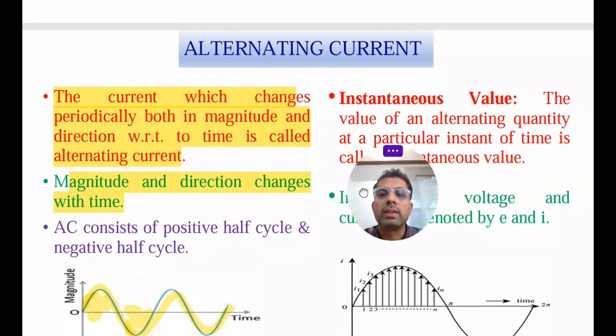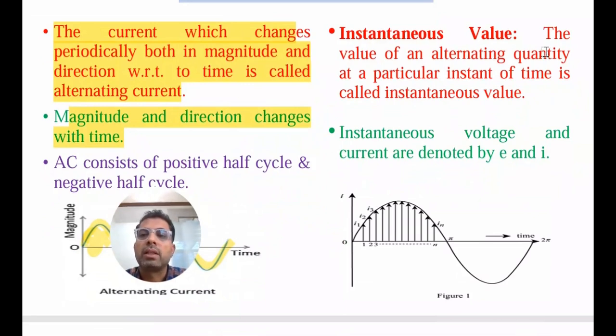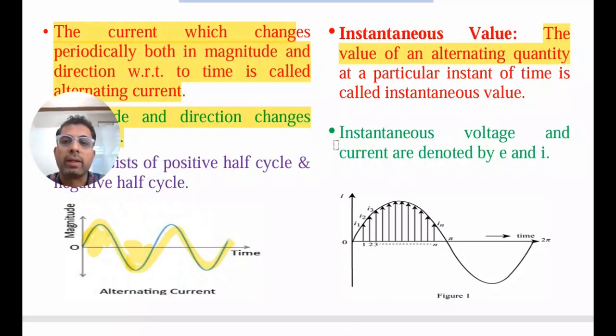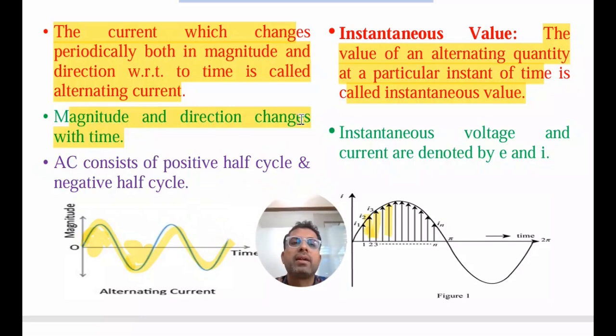What about the instantaneous value? The value of the alternating quantity at a particular instant of time is called the instantaneous value. At this instant, what is the value? At this instant, what is the value? It is called the instantaneous value. Instantaneous voltage and current are denoted by e and i in this diagram. These are the simple definitions of direct current, alternating current and instantaneous value.